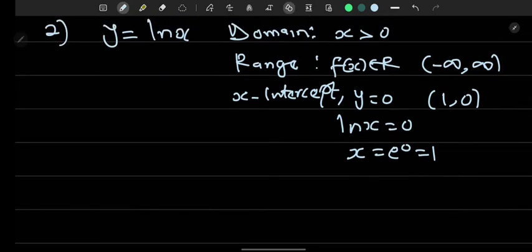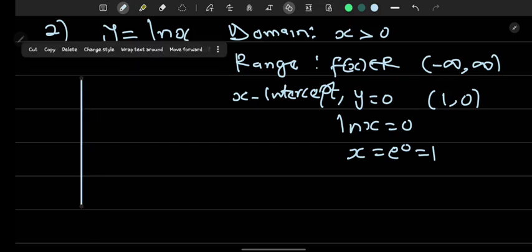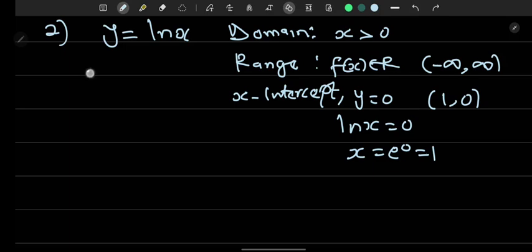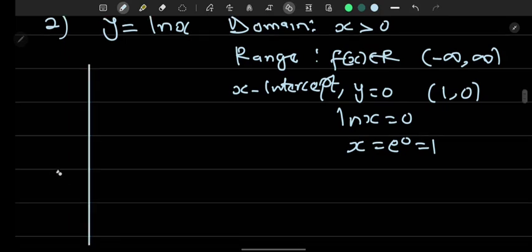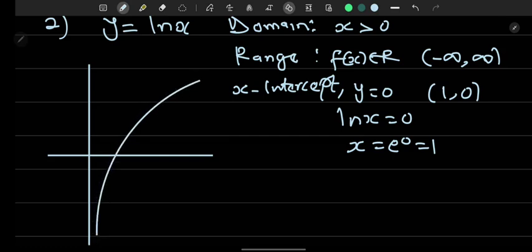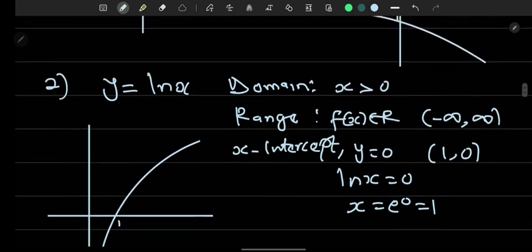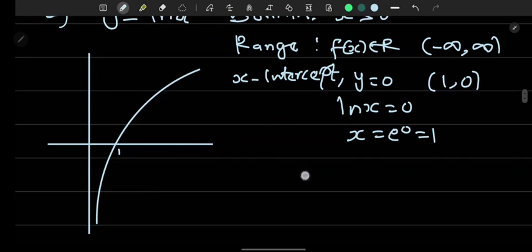Okay, so let's consider this. Okay, so this is the graph of ln x. This is the graph of ln x, and this point here is 1, which is (1, 0), the x-intercept. Okay, so now let's consider the reflection of this as well.